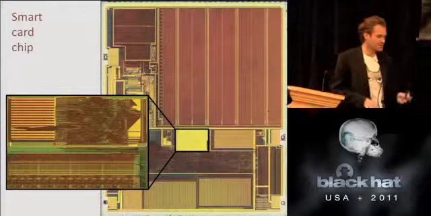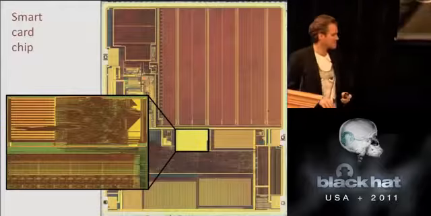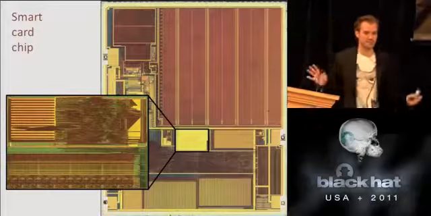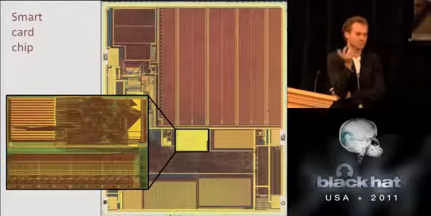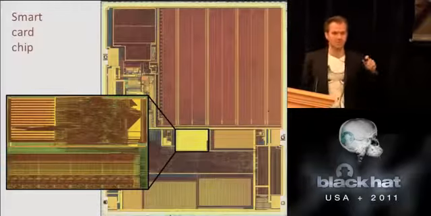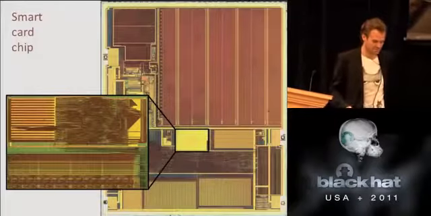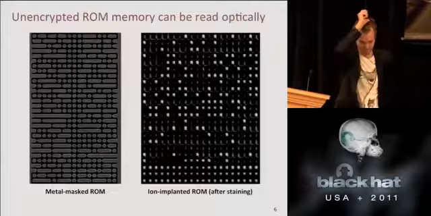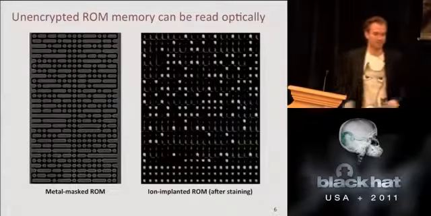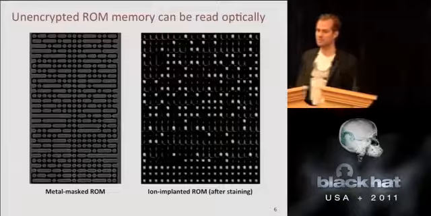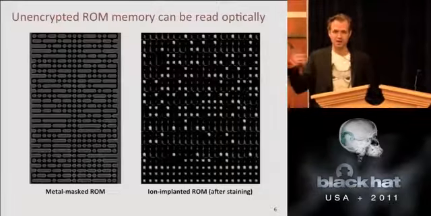The first such memory encryption was in a chip from 1999, I think, and ever since the industry thinks they solved that problem. But of course, every problem comes back, and now it's 2011, and the problem is back with this talk. To illustrate what people did back in the day, here are two pictures of different types of memories and how you can optically read them out.